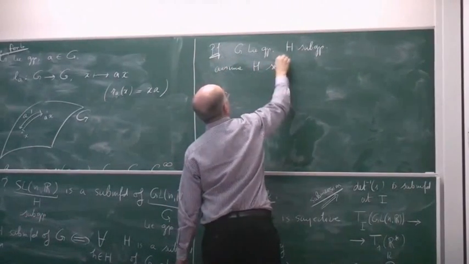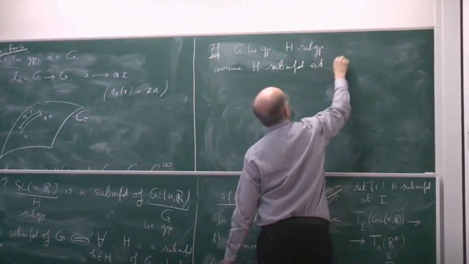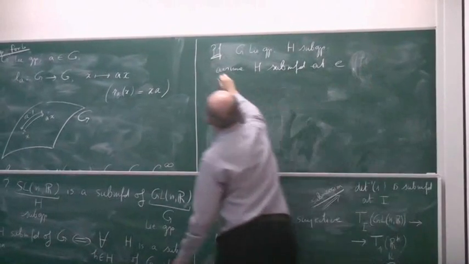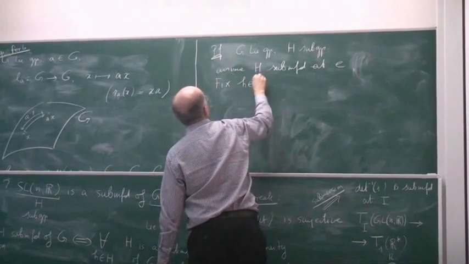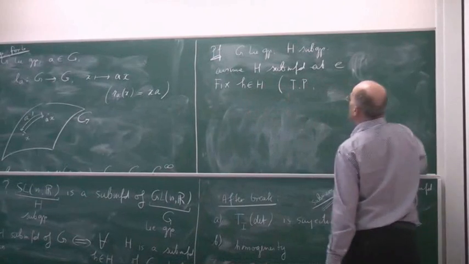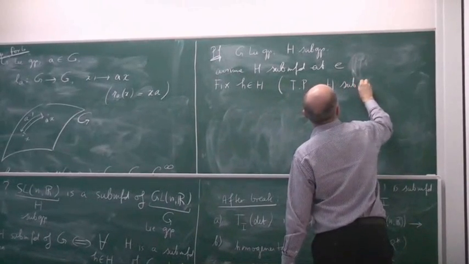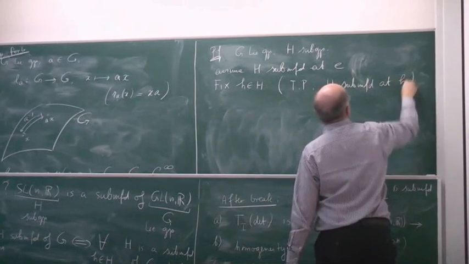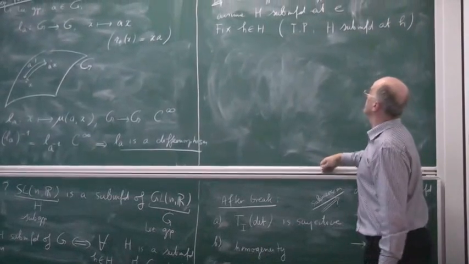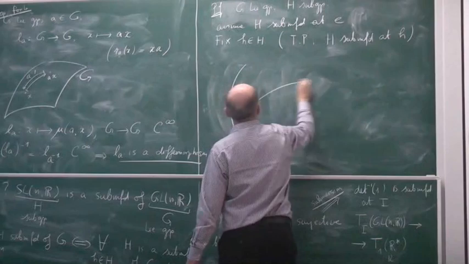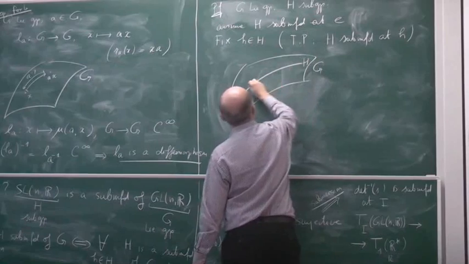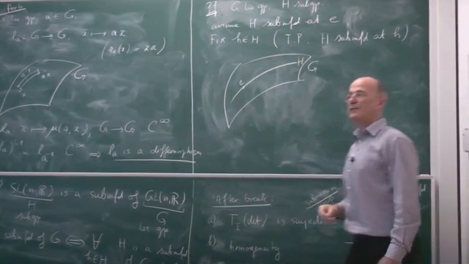Assume H is a submanifold at the identity element. And what I want to do is to prove, so fix an arbitrary element h. And what I want is now to prove that H is a submanifold at h. And if I can do that, I'm really done. Right? So now the idea is that we have our Lie group G, we have our subgroup H, and we know that H is a submanifold at the identity element.